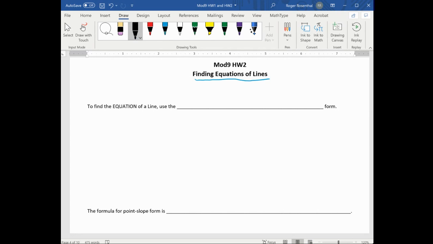For example, suppose we have a line, and let's say this line goes through the point 1, 8. Now, we don't know anything else about the line. We just know it goes through the point 1, 8. Then the equation of that line must be some equation so that when we plug in 1 for x and 8 for y, it makes it true.